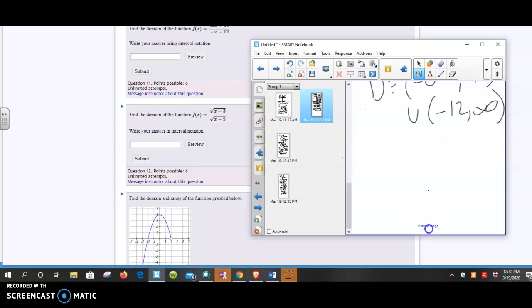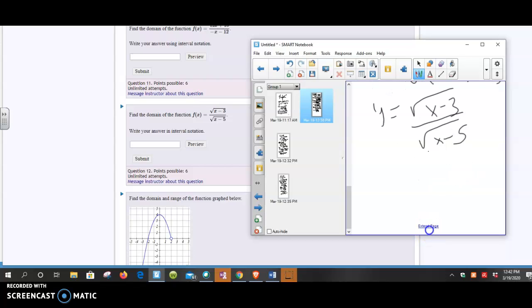Okay. So what do we have? We have y equal to square root of x minus 3 over square root of x minus 5. Now we have two things here at the same time. We have a denominator that cannot equal 0, and then we have square roots that have to be greater than or equal to 0 because they're square roots.